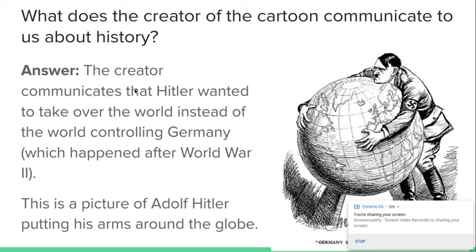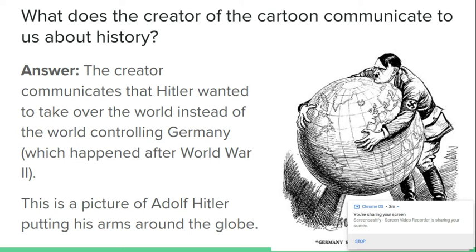Okay, well, the answer is that the creator seems to communicate that Hitler wanted to take over the world instead of the world controlling Hitler. Notice the fact that Hitler has put his arms around the globe, right? And looking at his face, it looks like he is trying to say, this is mine. So his facial expression, his arms. I'm using my hands right now, even though you can't see my hands, to demonstrate that. When you're putting your arms around something, you're saying, this is mine. That's what Hitler seems to be saying.